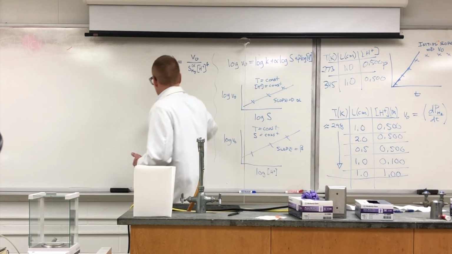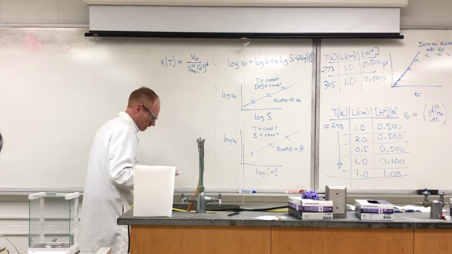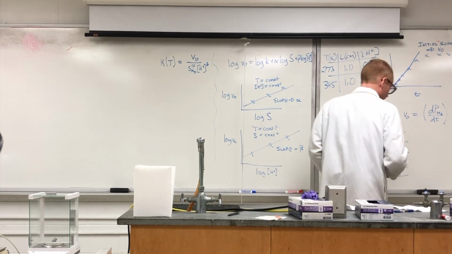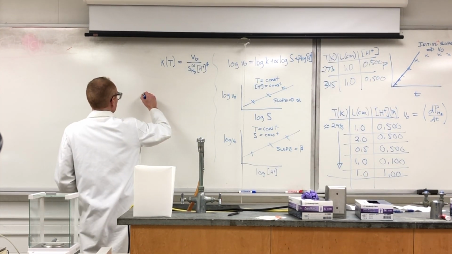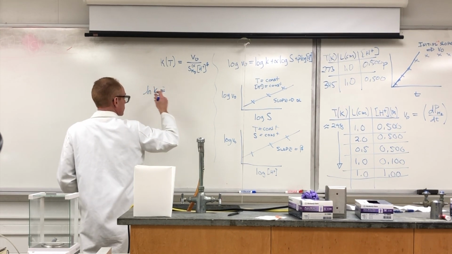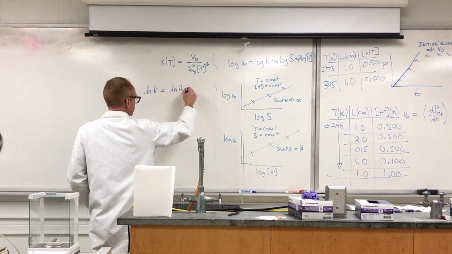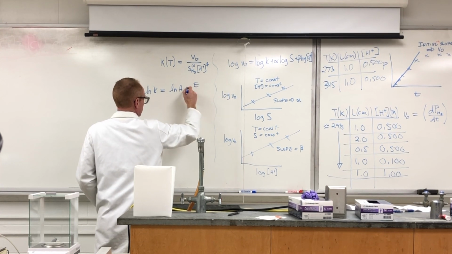Now, because k has a temperature dependence, to extract the prefactor and the activation energy, of course, then we would simply take the log of k, which should give us the log of A as the intercept, minus Ea over RT.